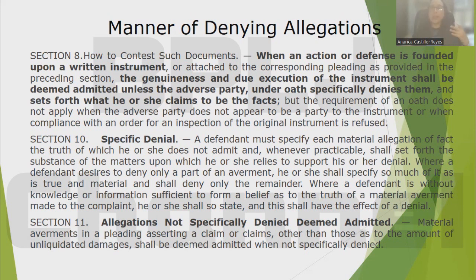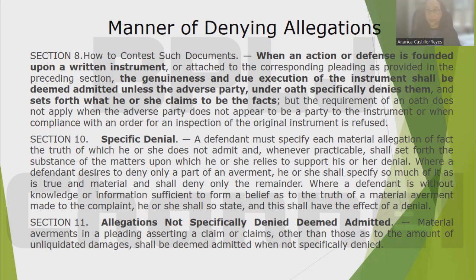That is the reason why an answer is always verified. One of the reasons why an answer is always verified is because it ordinarily contains a denial of a written instrument which is alleged in the complaint. And if you have a written instrument which is the basis of a cause of action in the complaint, you must deny under oath the genuineness and due execution of the said document. And you must also, aside from denying it, set forth or allege what you claim to be the facts.